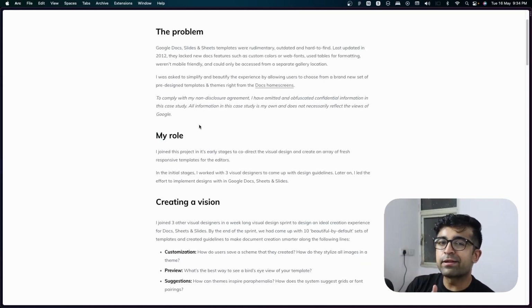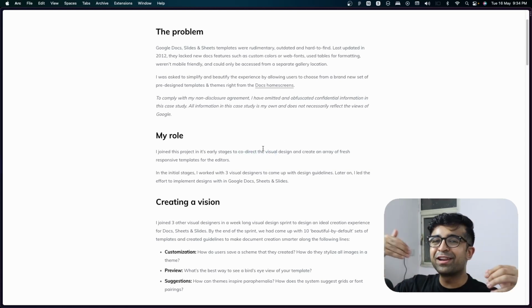Of course, the designer here quickly defines their role as a UI designer and visual designer on this project. So they're not really inflating their role. They're not saying, oh, I was the king of this project. They are saying exactly what needs to be said. They've also shown how they've worked with other visual designers as well. So this is a culmination of that entire larger project.